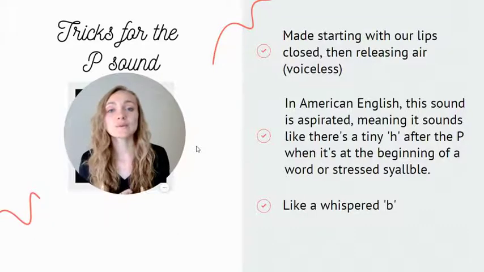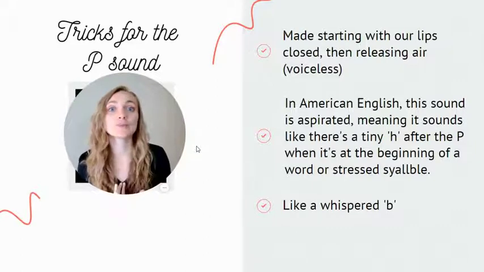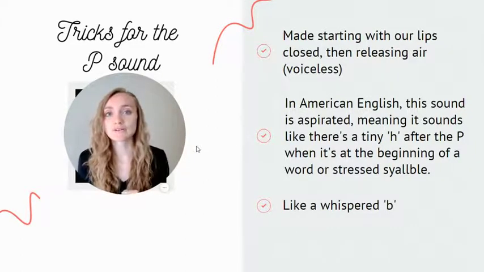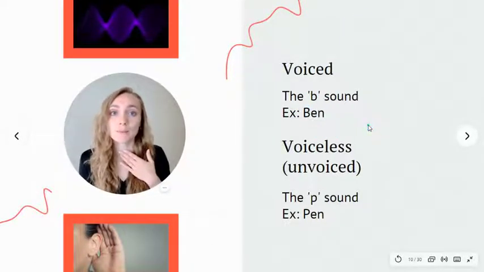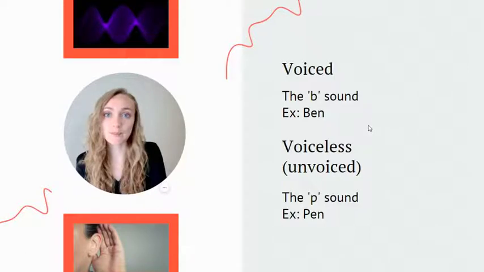And that's because when we whisper, we can't create voiced sounds. There's not enough friction. There's not enough air moving through our throat for that to happen. So if you say a word with a B and you whisper it, it will actually sound like a P. So if I try to say the name Ben and I whisper it, what I'm actually making is a P sound, and I'm actually saying pen.